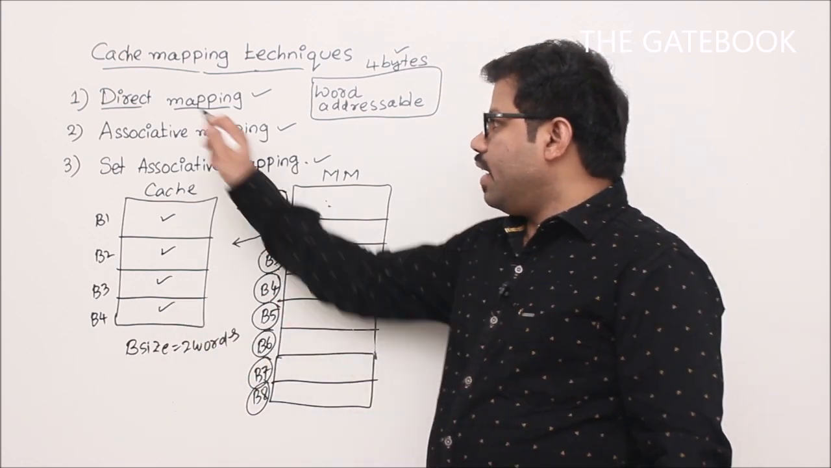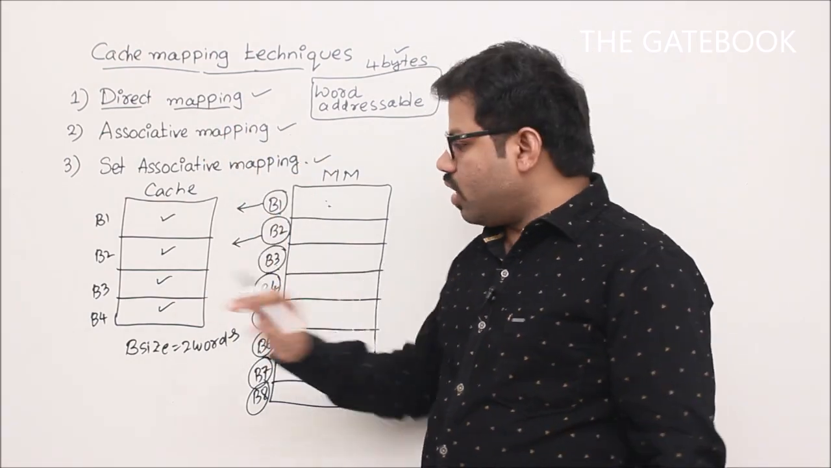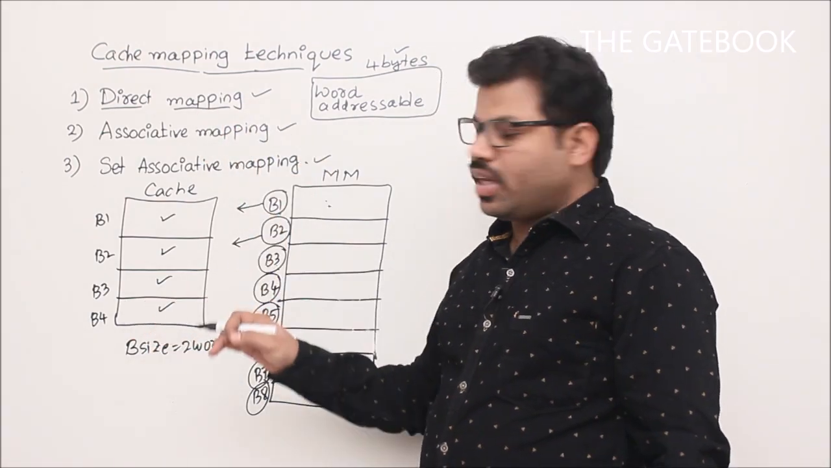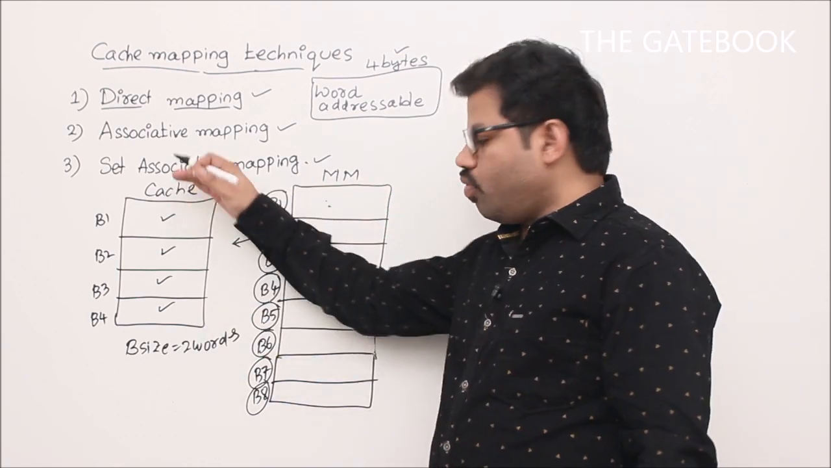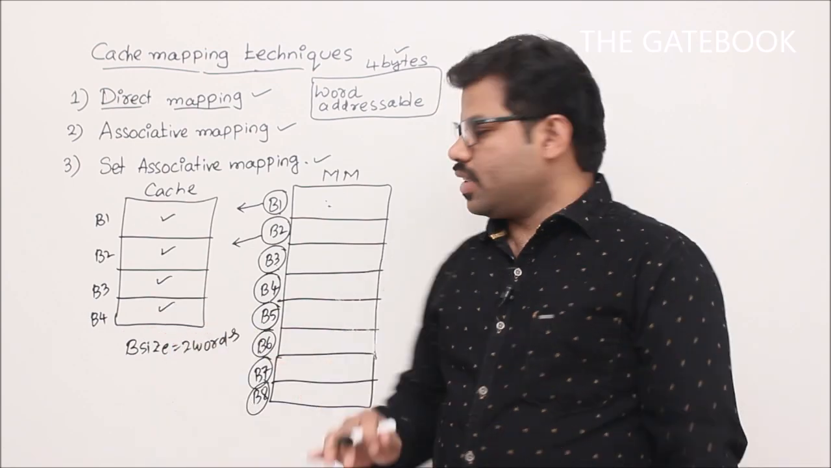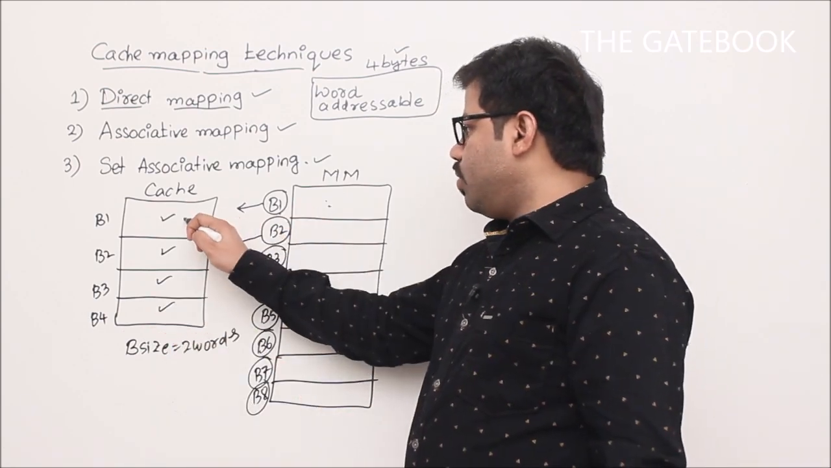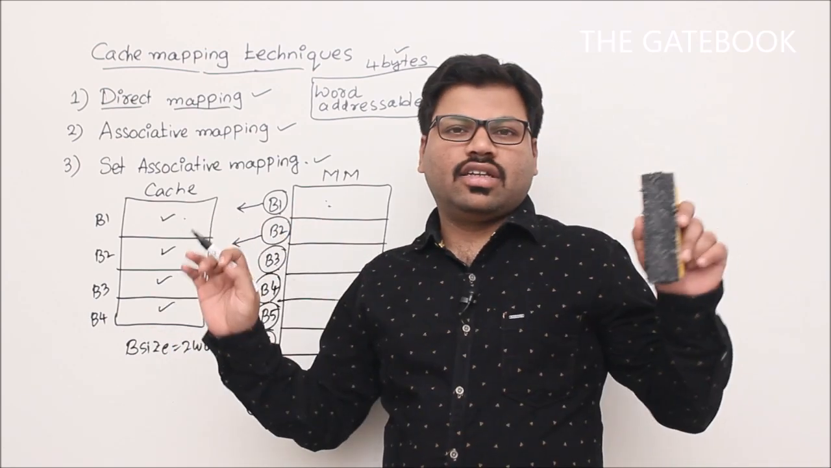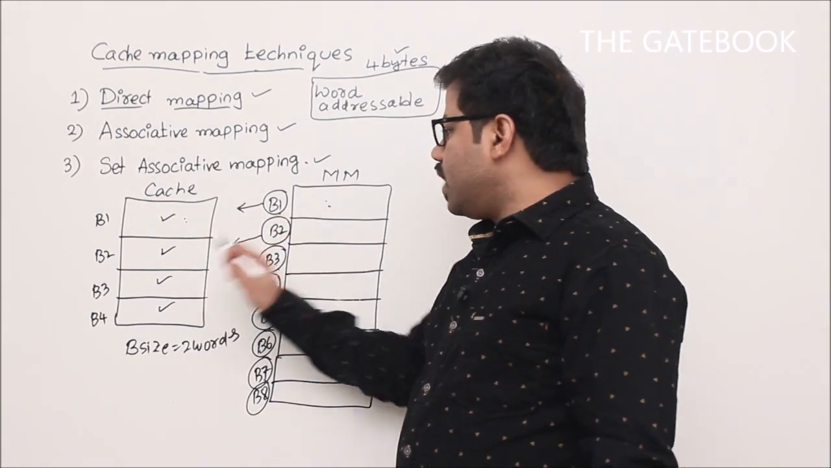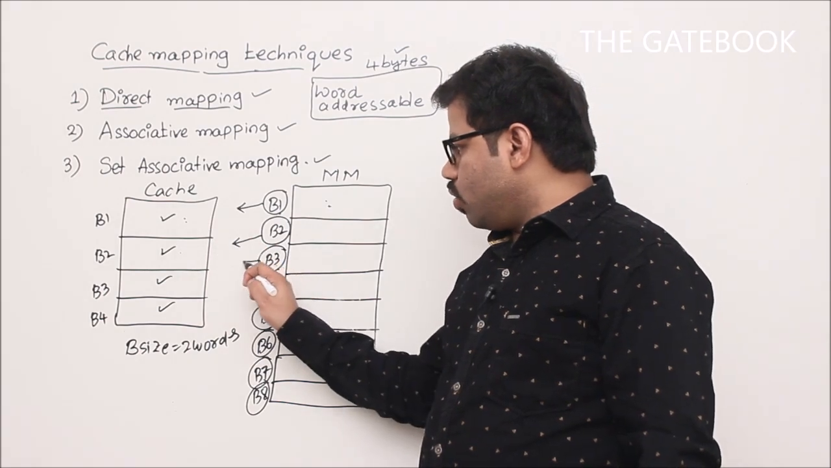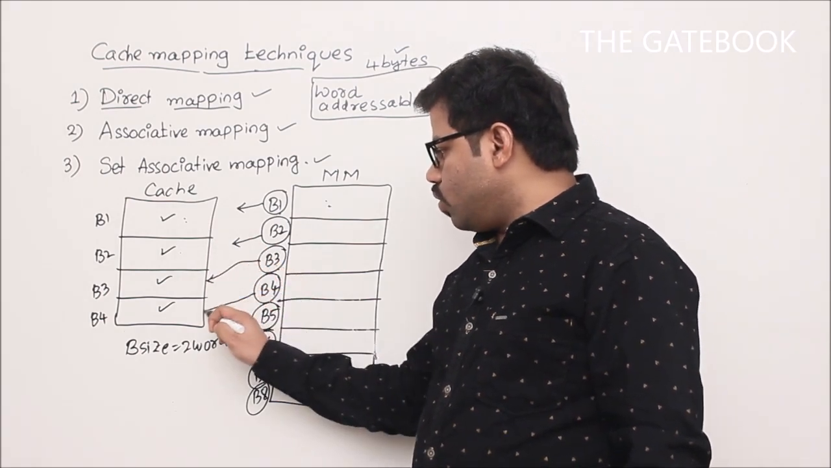Remember one thing, in direct mapping, we have to fix only one slot. Only in that slot we have to keep that particular block. We have to map these 8 slots to 4 slots, and that's fixed. Example, let's say B1 we fix to this slot. In any case, B1's data should go here only. B2's data should go here only. B3's data should go here only. B4's data should go here.